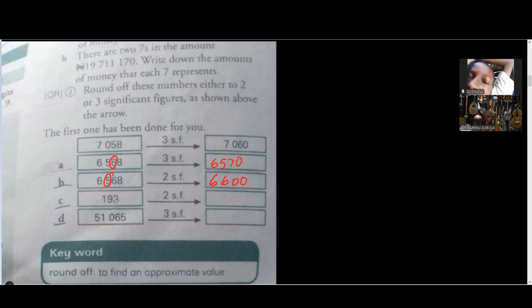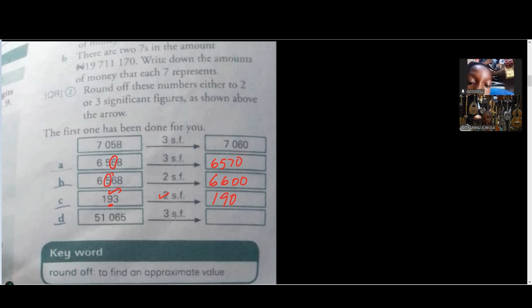And this is 193. We're stopping on 9 according to the instruction. Two significant figures, 1 and 9. So the 3 cannot change the 9. So we have 190. Okay?